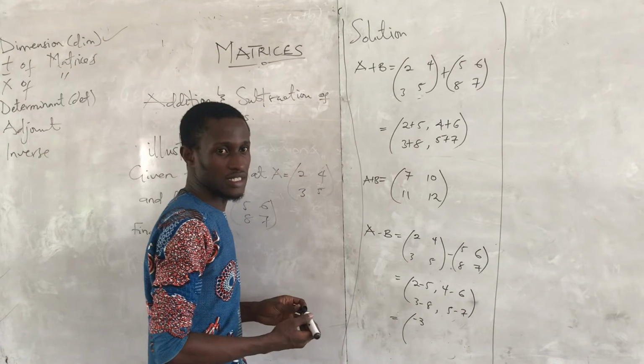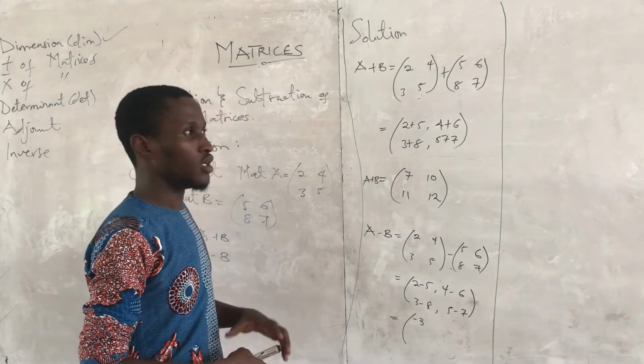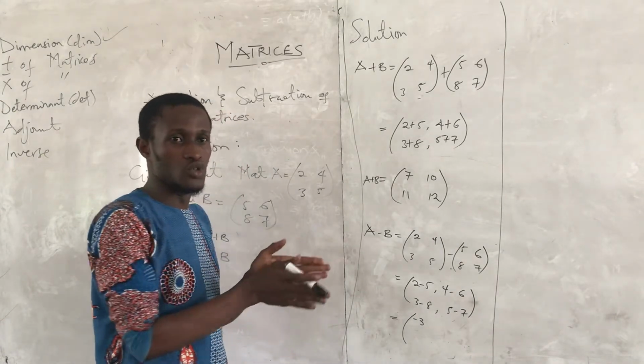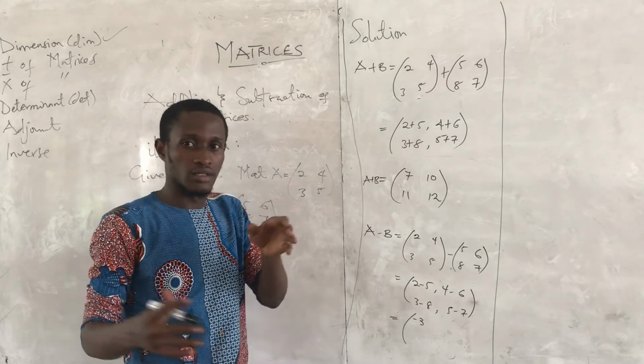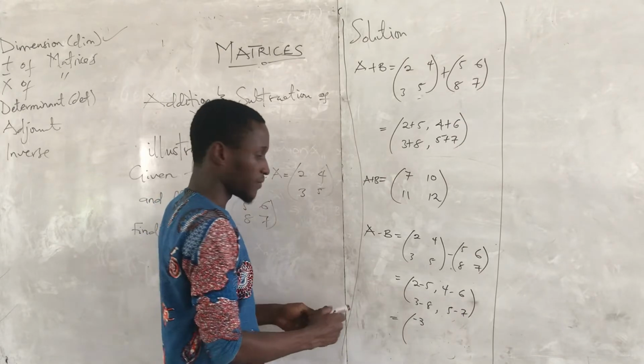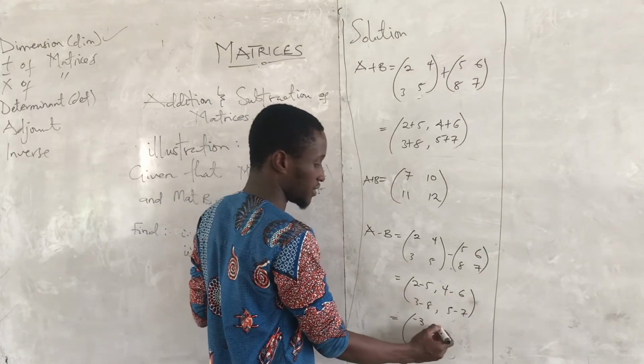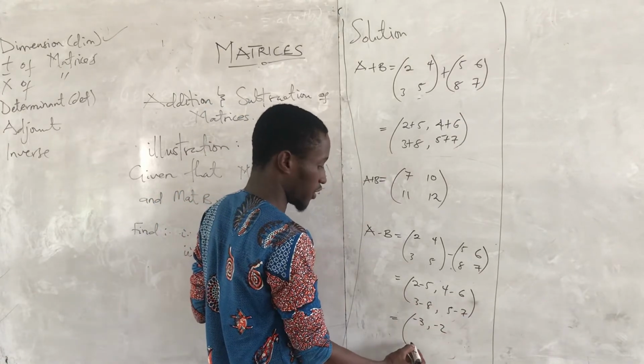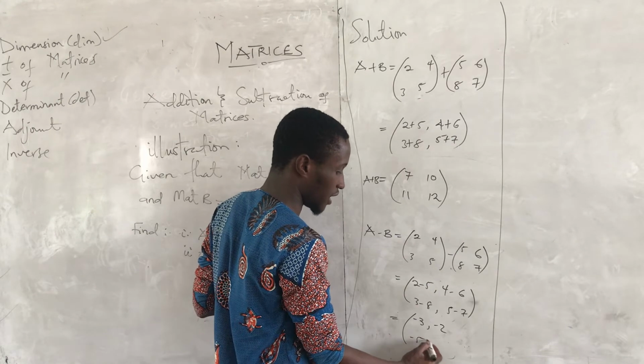We have 2 oranges, but you owe 5 oranges. So the 2 oranges that we have can be used to pay only 2 of them, then you would still be owing 3. So negative 3. So 4 minus 6 gives me negative 2. Then 3 minus 8 gives me negative 5.